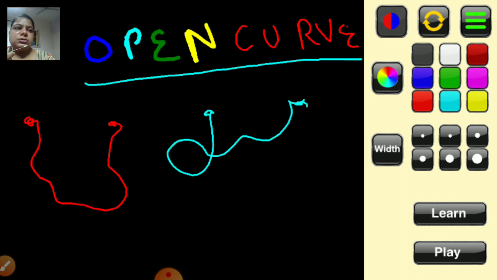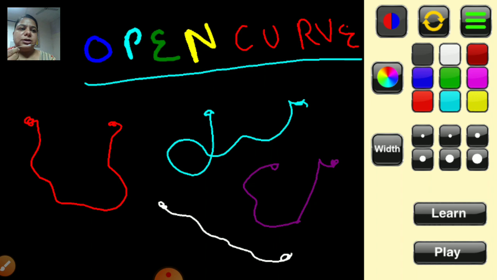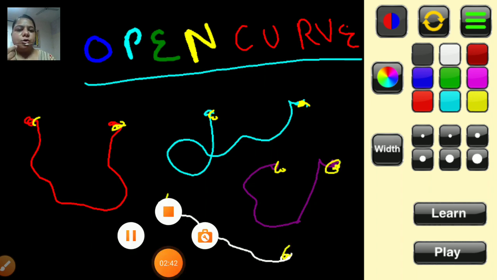Again, this one: starting and ending points are different, so this is an open curve. This is also an open curve, because you can check, in all of these I am marking the starting and ending points, and all the starting and ending points are different. So all these are open curves.